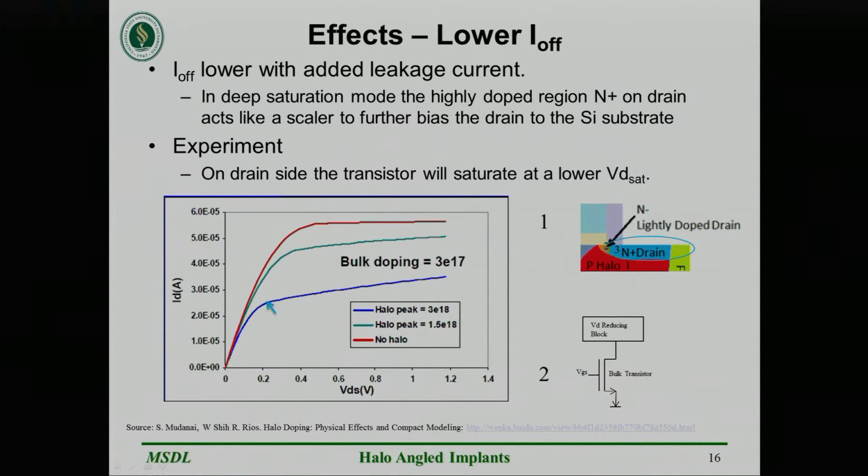The figure right of the number 1 shows the heavily doped N+ drain circled. In deep saturation mode, this region acts like a scalar, further biasing the drain to the silicon substrate. There was a test run by the source below in the block diagram where they created a VD-reducing block and connected the MOSFET. They plotted ID versus VDS, and in the plot you could see there is 1 for non-halo and 2 for halo. The red is non-halo, and the green and the blue are halo. You can see the bend and the ID roll-off is different.